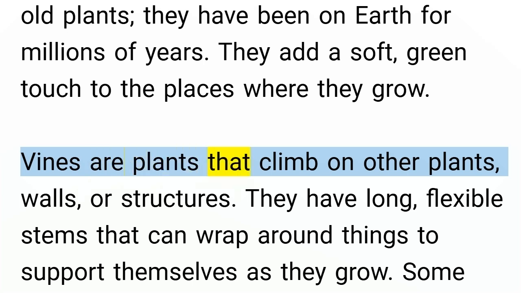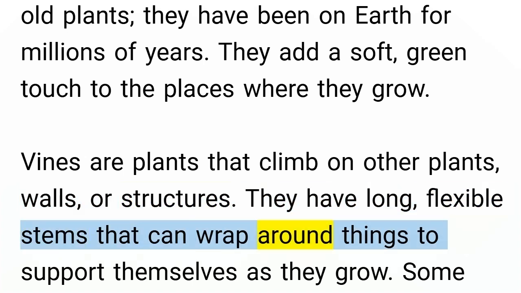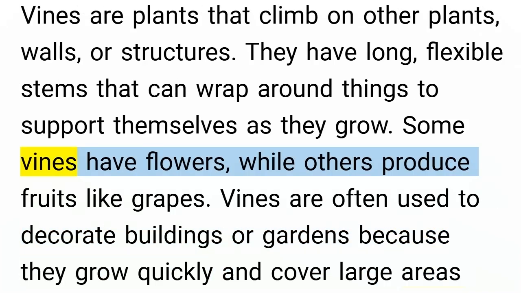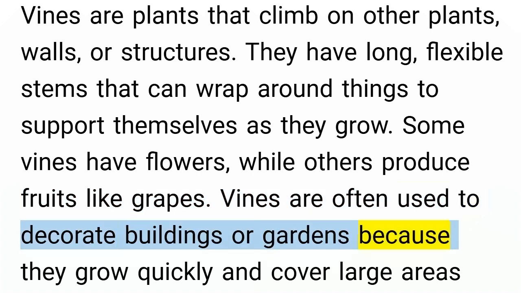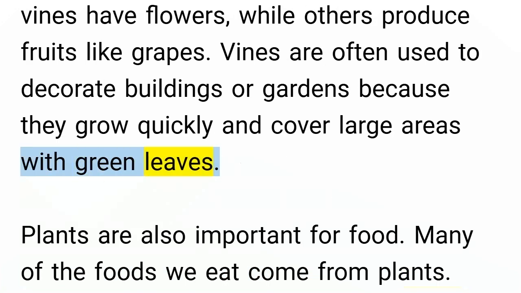Vines are plants that climb on other plants, walls, or structures. They have long, flexible stems that can wrap around things to support themselves as they grow. Some vines have flowers, while others produce fruits like grapes. Vines are often used to decorate buildings or gardens because they grow quickly and cover large areas with green leaves.